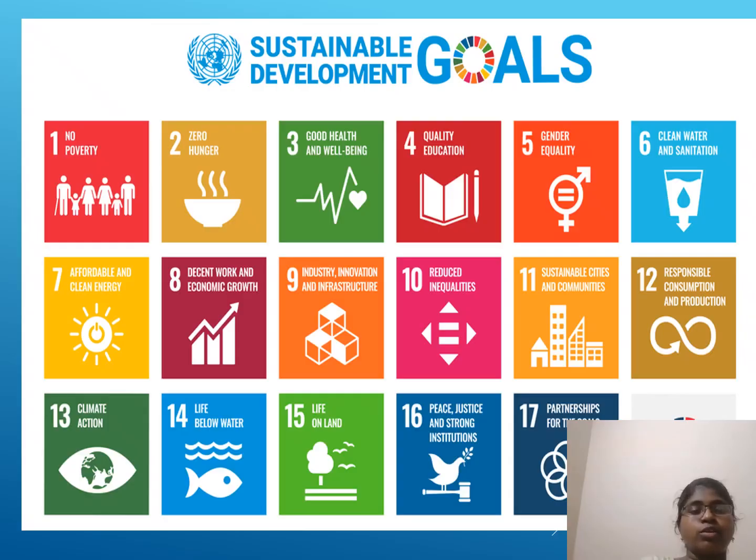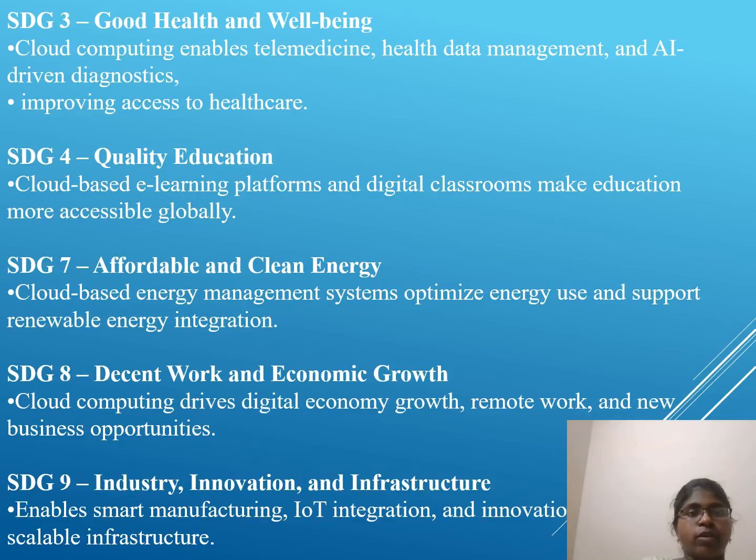SDG 8 is decent work and economic growth. Next, SDG 9 is industry, innovation and infrastructure. Next one is SDG 11, sustainable cities and communities. SDG 12 is responsible consumption and production. Another one is SDG 13, climate action. And the last one is SDG 17, partnership for the goals. Those are the sustainable development goals. First one is good health and well-being.